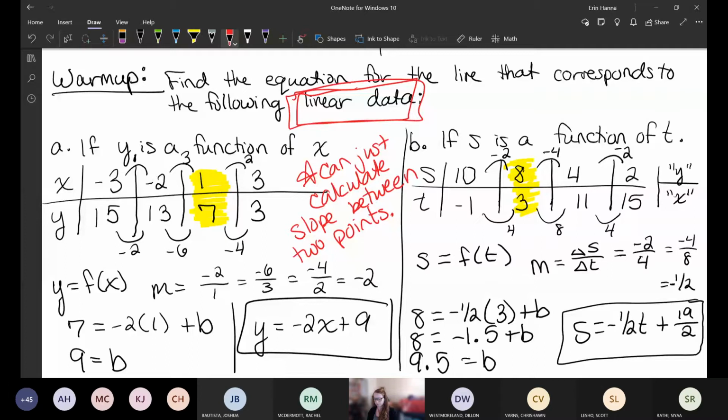And then once you have your slope, plug it into your y equals mx plus b format, solve for b, and then write your answer. I'll wait like 5 more seconds if there are questions or concerns on that. And then I've got a couple things to say before we jump into our notes for the rest of the time.